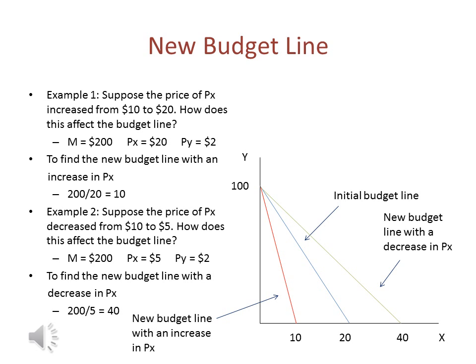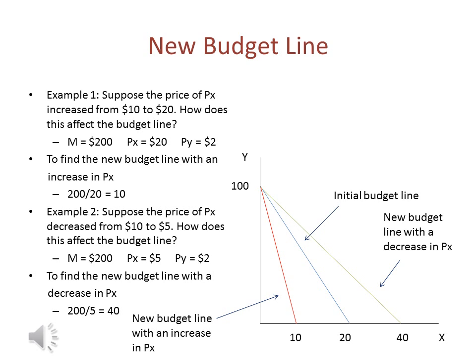Example 2. Suppose the price of PX decreased from $10 to $5, where income equals $200, the new price of X equals $5, and price of Y equals $2. To find your new budget line with a decrease in PX, take your income of $200 divided by 5, and this gives you 40 units of X. Plot the new point of X on your graph and connect the original point Y, 100, with your new point X, 40.